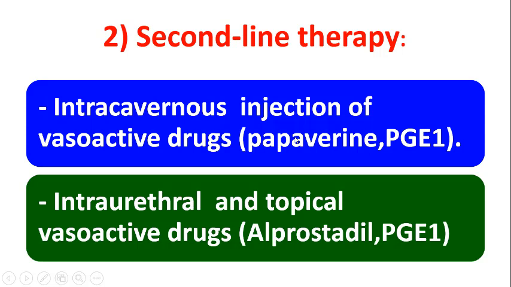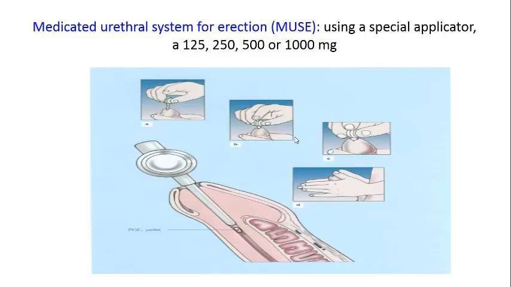The second line therapy includes intracavernous injection of the vasoactive drugs, either papaverine or prostaglandin or combination, or use of the intraurethral or topical vasoactive drugs such as alprostadil, which is the prostaglandin A1. Intraurethral vasoactive drugs are inserted into the urethra through an applicator, and the prostaglandin will diffuse to reach the corpora cavernosa to induce erection.